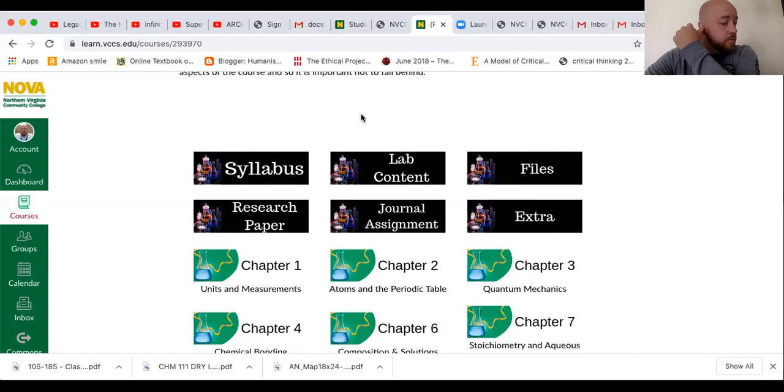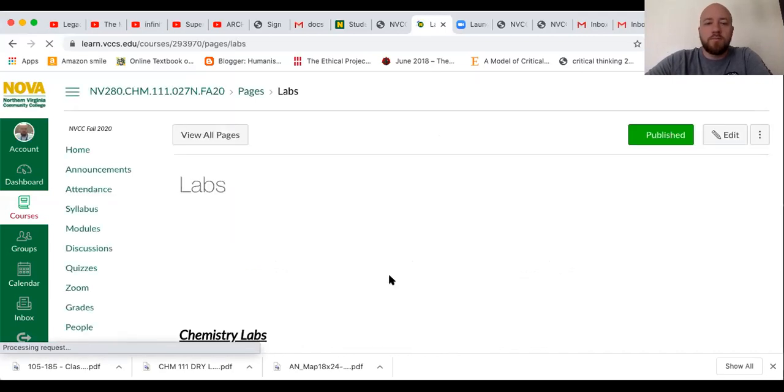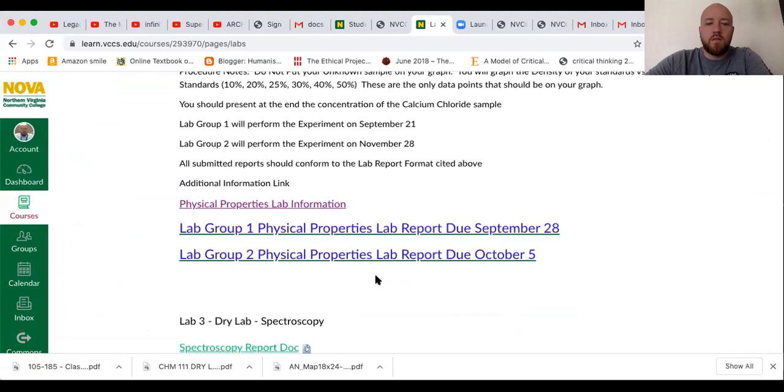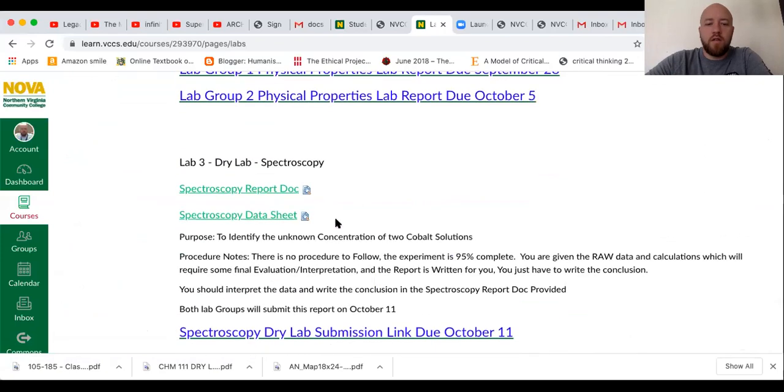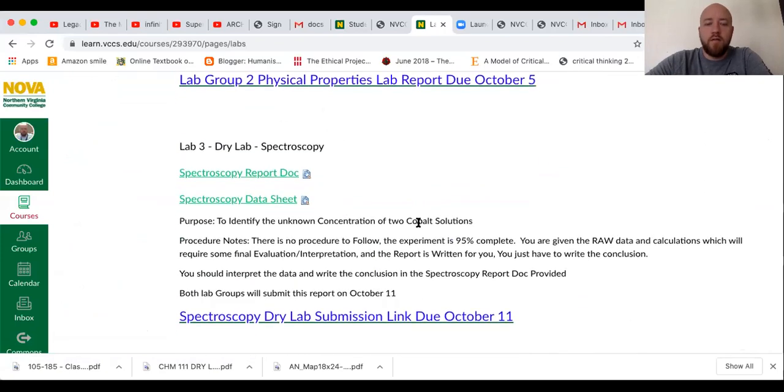Okay, so today we're going to talk about the spectroscopy lab. This can be found under the lab content on the Canvas page. Spectroscopy lab information is located here. So this is a dry lab. This is very similar to the physical properties lab that we will do as well.